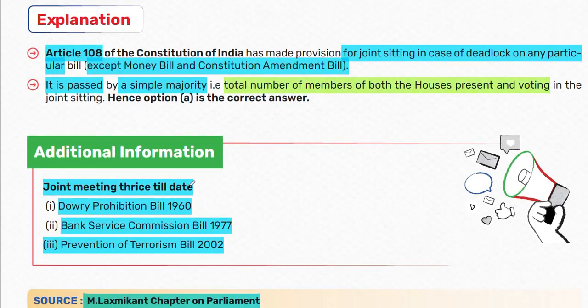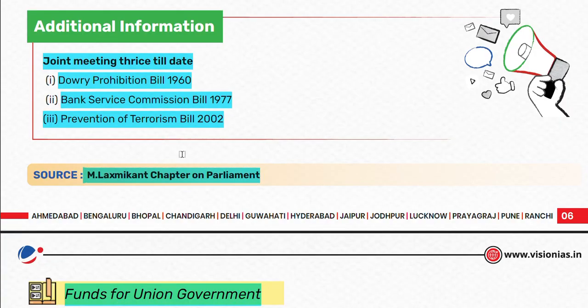Now additional information: joint sittings have happened thrice till date. The first joint sitting happened on account of the Dowry Prohibition Bill, when there was a deadlock on it in 1960, then the Banking Service Commission Bill in 1977, then the Prevention of Terrorism Bill in 2002.